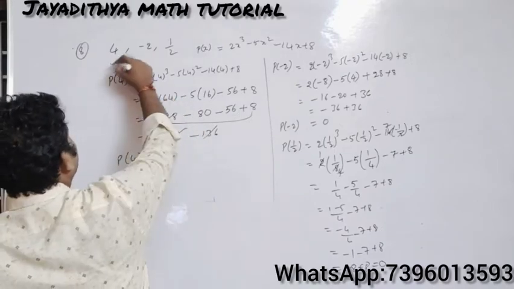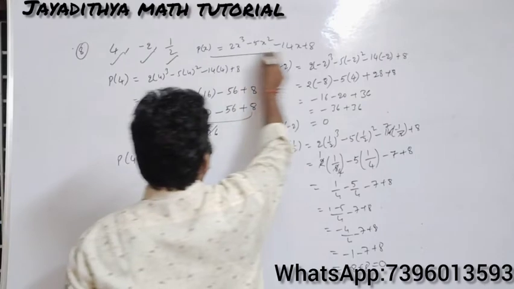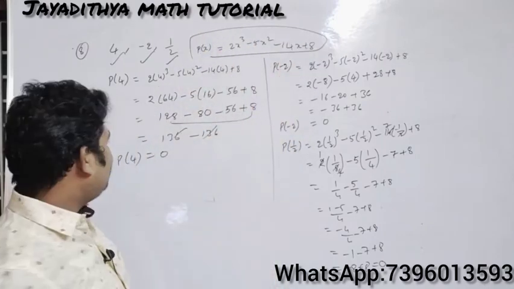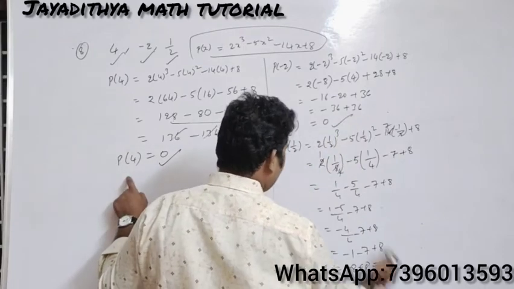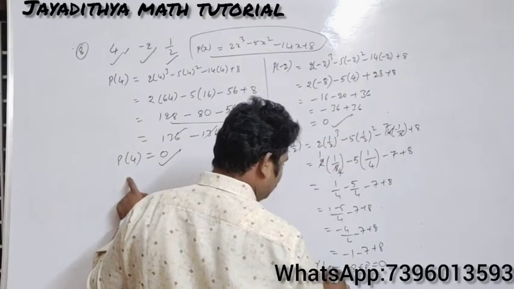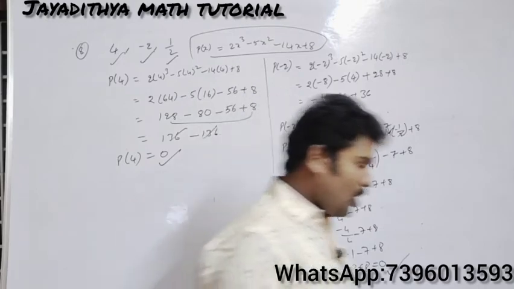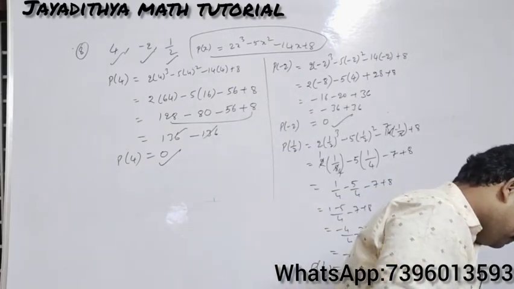In all the three cases you got zeros. Therefore you can write the statement as 4, minus 2, 1 by 2 are the zeros of the given polynomial. Why? Because in all the cases you got zeros. So P of 4 is 0, P of minus 2 is 0, and P of 1 by 2 is also equal to 0. So all the numbers are zeros of the given polynomial.